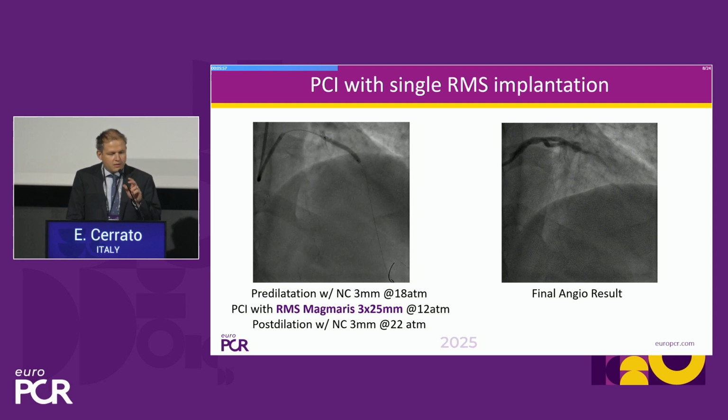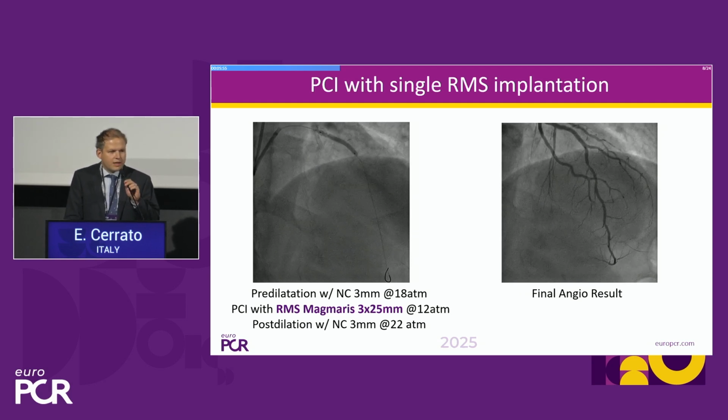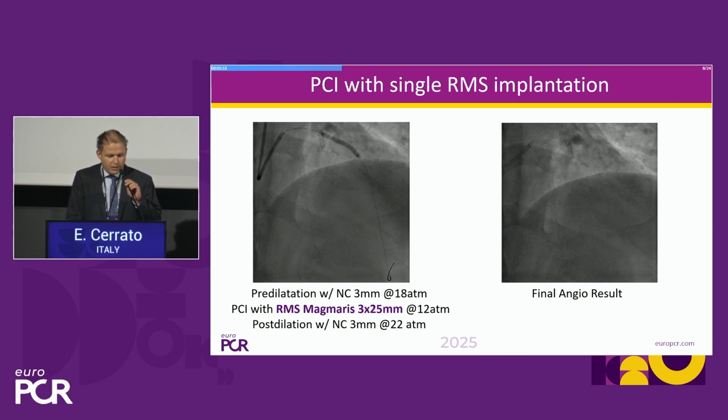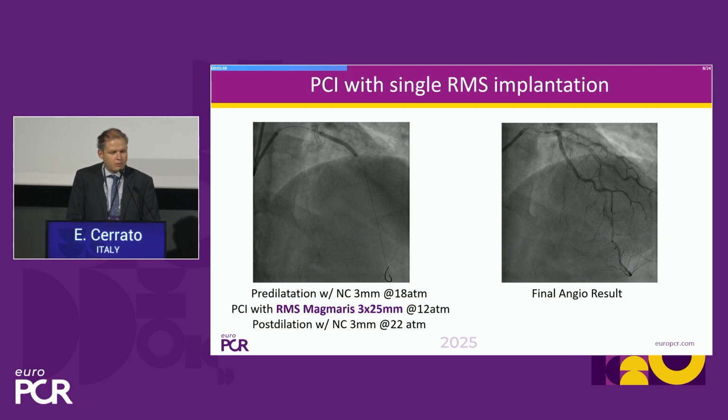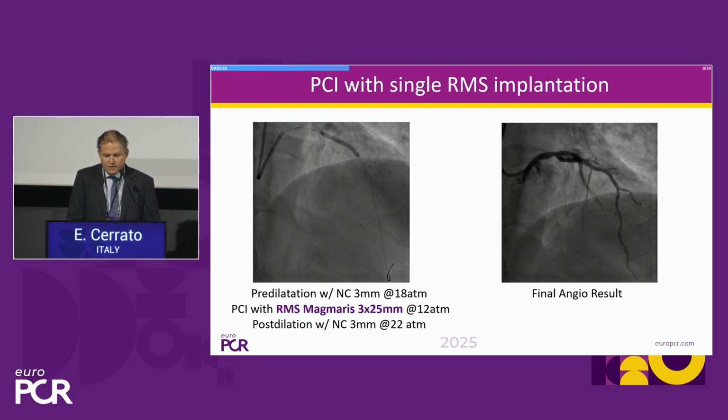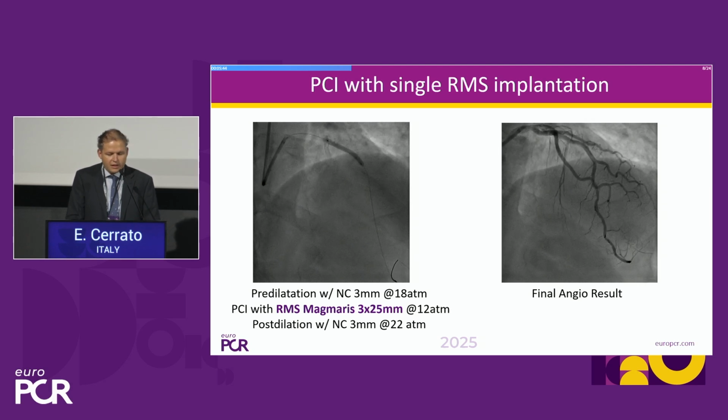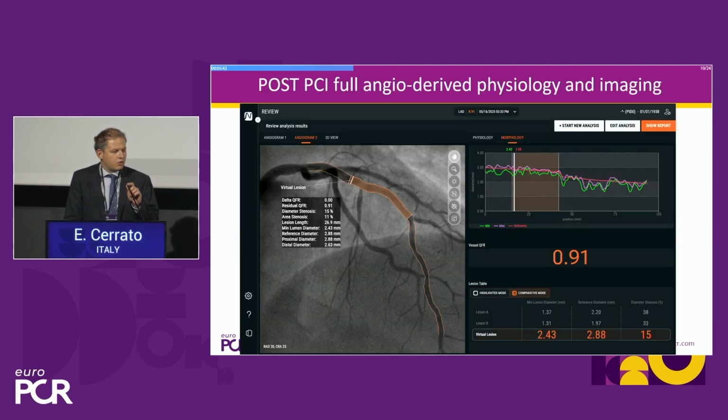So we treat the patient according to a correct sizing, correct vessel preparation. We implant a single Magmaris scaffold 3.25. We perform a post-dilation, and this is the final angio result. And again, we can obtain information immediately after about physiology, about the resolution of the ischemia.